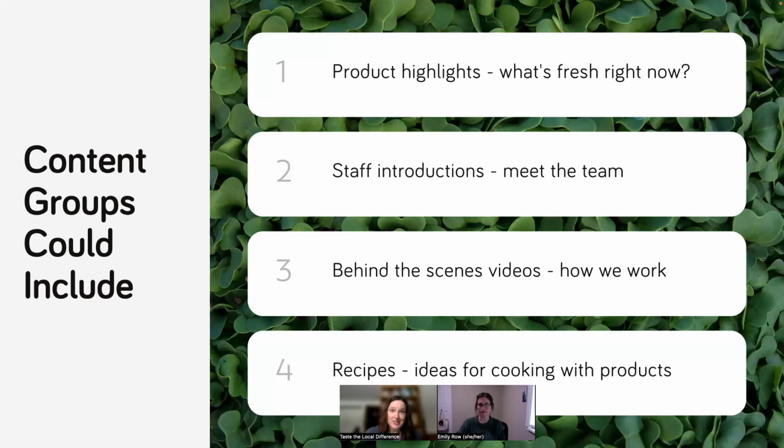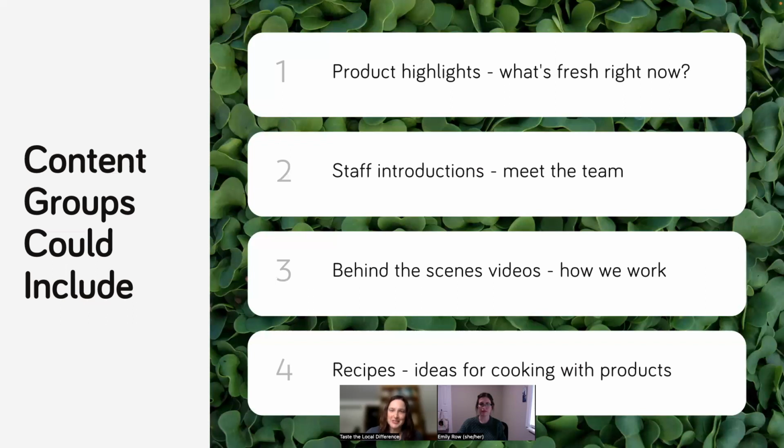Behind the scenes videos, I think, are a really great content group. People love to see how things happen, how the honey gets made, what it looks like when you're spinning honey to get it out of the comb. Those things that, unless you're really involved in the farm life, you don't know what that looks like. So, how we do our work sort of videos.